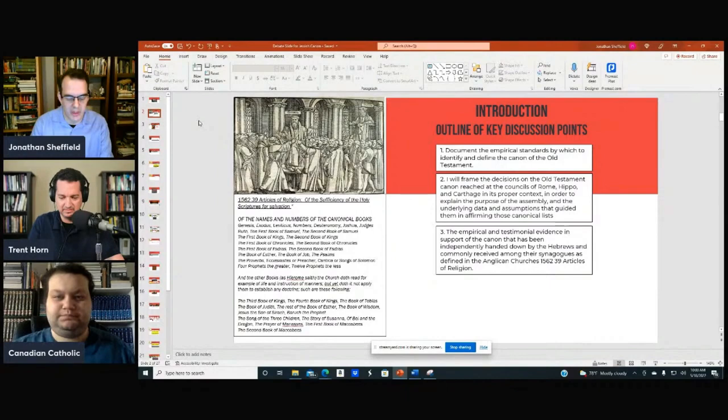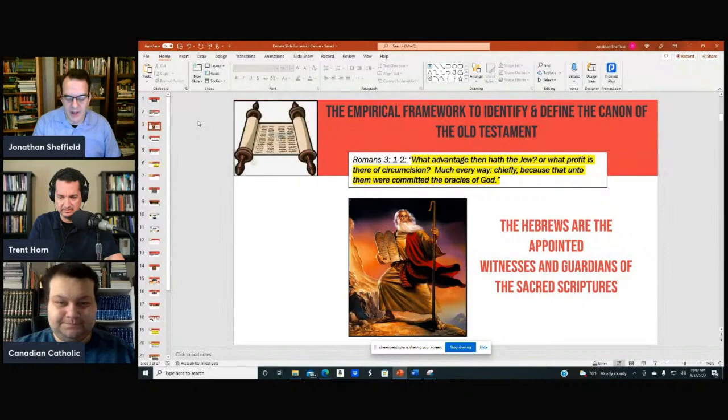In constructing an empirical framework to identify and define the Jewish canon, we first turn to St. Paul, who makes the empirical observation that the oracles of God were committed unto the Jews, thereby placing the Hebrews, not the Greeks, as the authoritative appointed witnesses and guardians of the received texts of the Old Testament. Take notice of the fact that Paul did not appeal to the Septuagint as an exemplar of the Jewish canon, even though he could have, given his letters to the Corinthians and Romans demonstrate clear knowledge of that version.